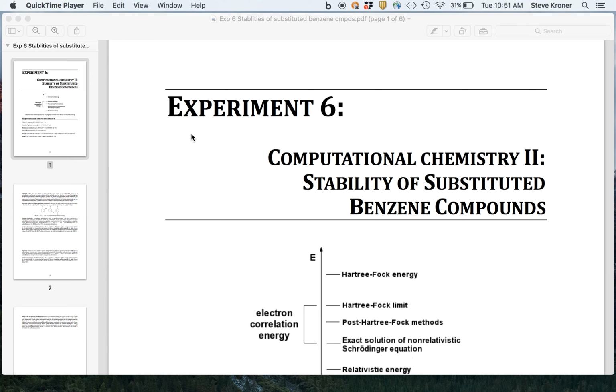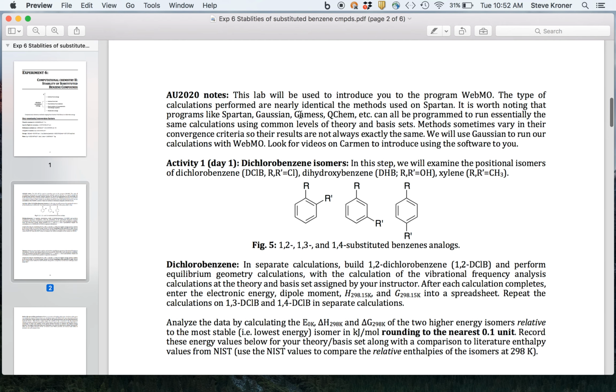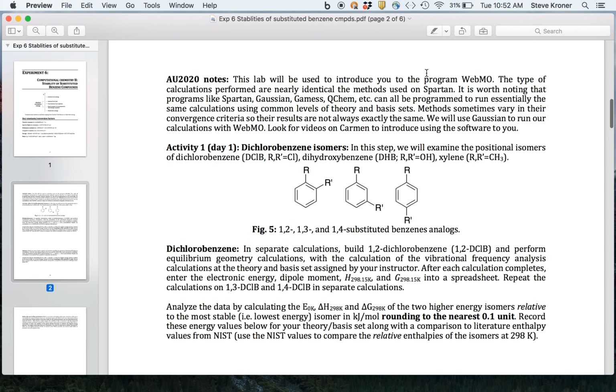Hello and welcome. This is an introduction to experiment 6. This experiment deals with the stabilities of substituted benzene compounds. And so getting a start here, this experiment was actually written as an introduction to WebMO, which you've probably already been introduced to in the previous experiment.